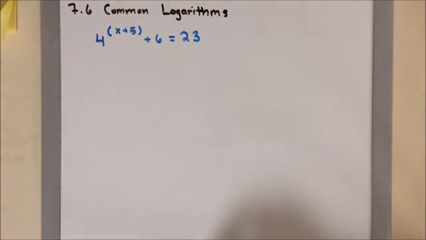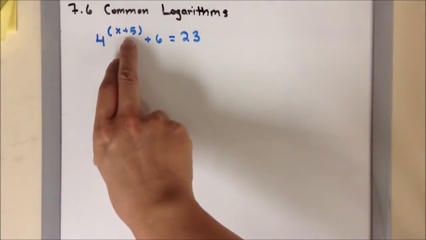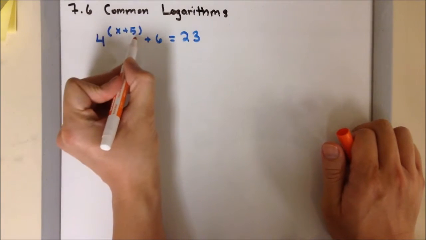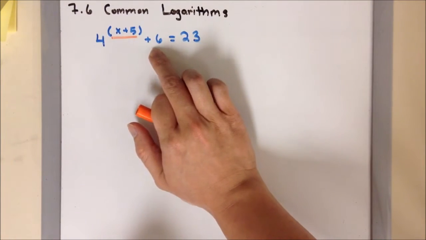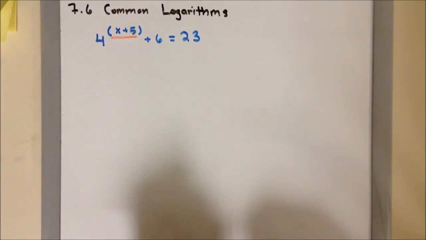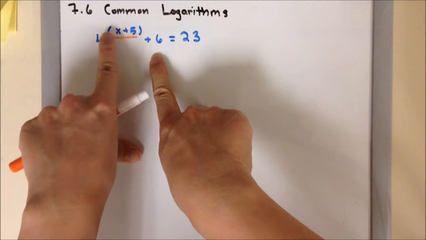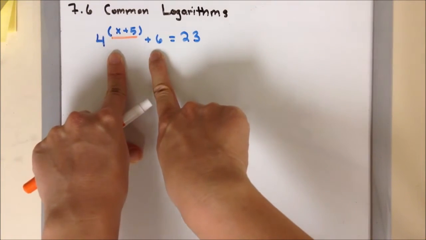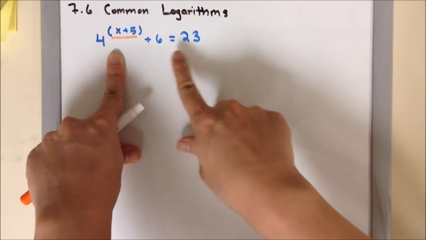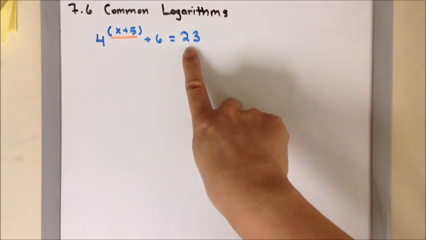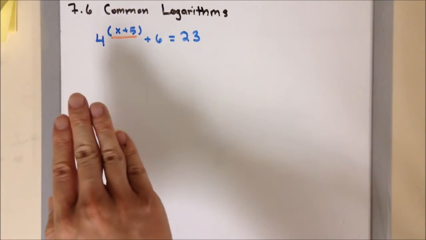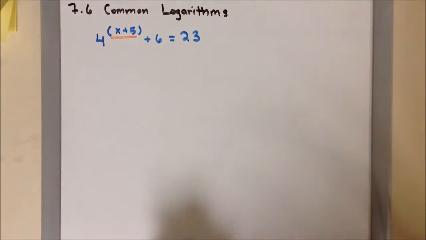In this example, I have 4 to the power of x plus 5, where our exponent has a variable and is an expression, added by 6, and is equal to 23. So at the moment, I actually have two parts, the 4 to the power of x plus 5, and then the plus 6 on the left side, while I only have one part on the right side, which is the 23. So what I need to do, in order to get one part on the left side, I need to cancel out the 6.